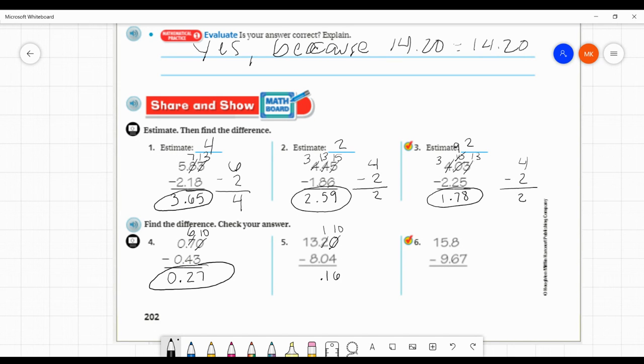Carry down our decimal. If I have 3, I can't take away 8, so I will regroup. My 1 becomes a 0, and I will add that to this place value, giving me 13. 13 minus 8 equals 5, so you should have gotten 5.16. Okay, now pause again, solve number 6, and check back to see if you got the correct answer.